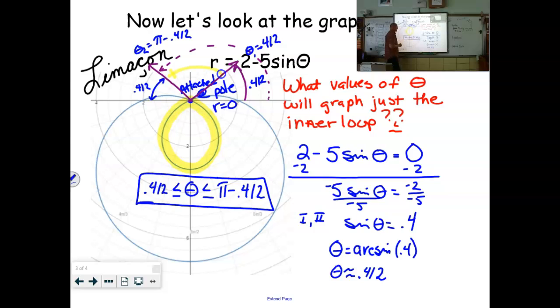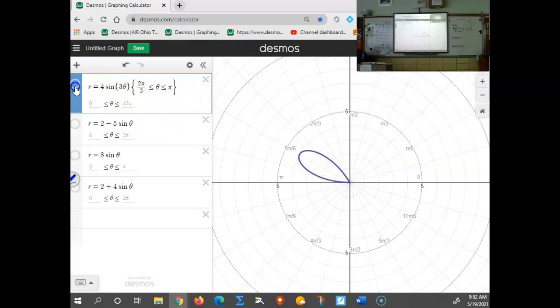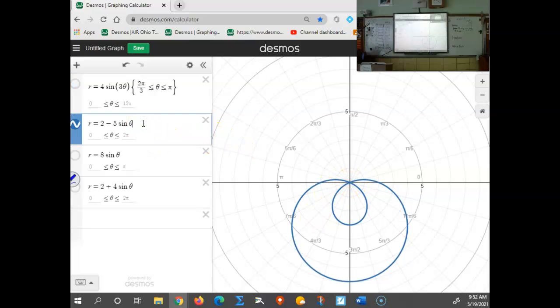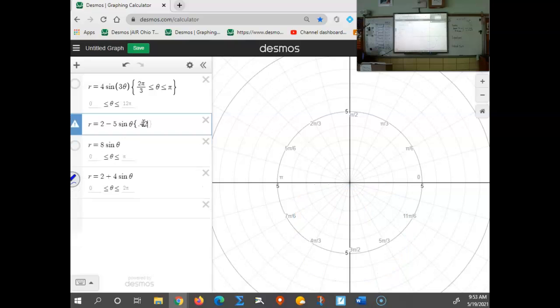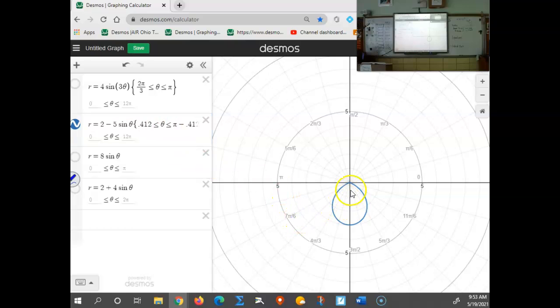Let's go to Desmos and see if I restrict the values of theta, if this is the only part of the graph that shows up. So let me go over to my desk. And we're going to just turn this one off and turn this one on. So here is our limacon. Okay? So we just said we wanted this to go from 0.412 and pi minus that. And lo and behold, boom, look what we get. We get just the inner loop.